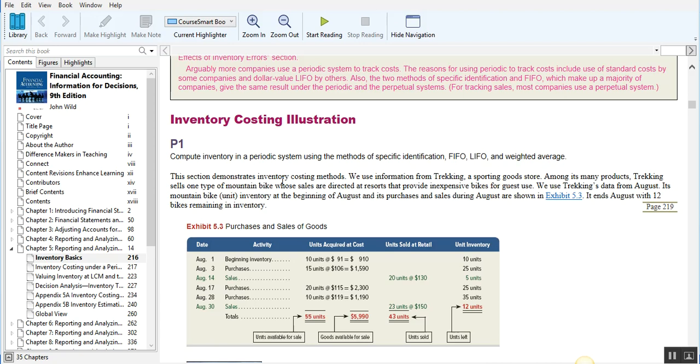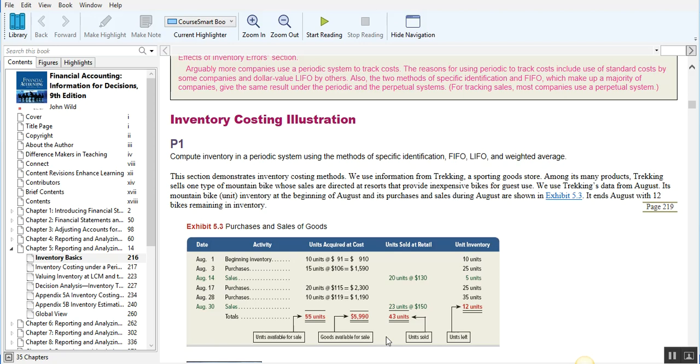So to start with, when we purchase anything, we're buying them at cost. We have beginning inventory, we have these purchases, and these, and you notice the price is constantly changing. That's not far removed from the way things happen. So we have a total of 55 purchased units, and the total cost that we've incurred for these items is $5,990.